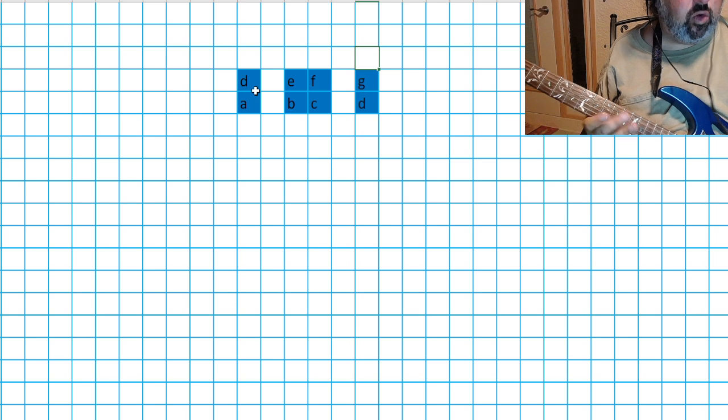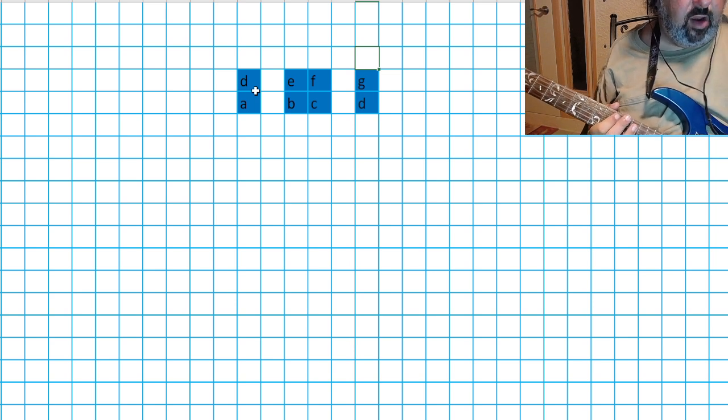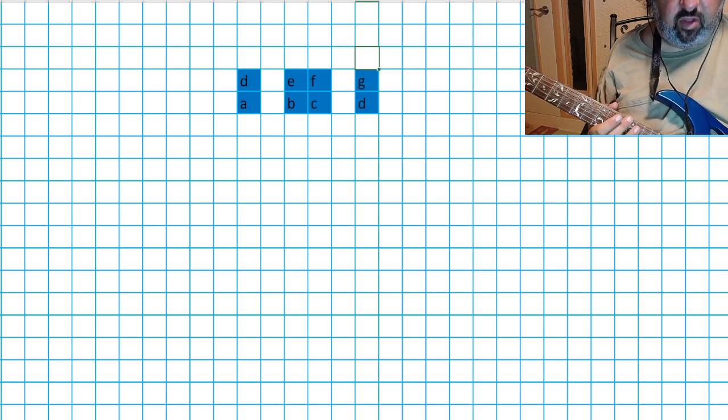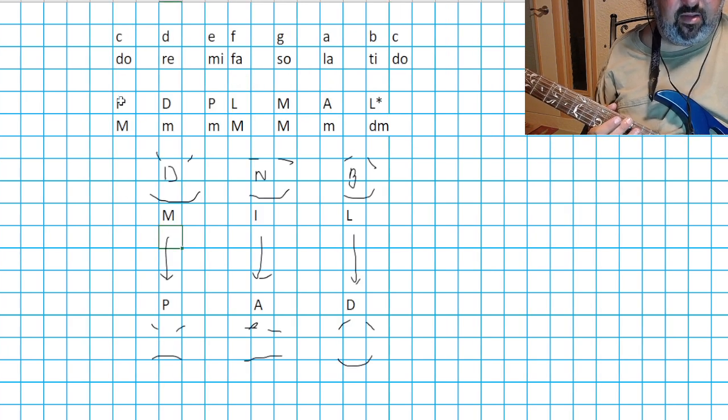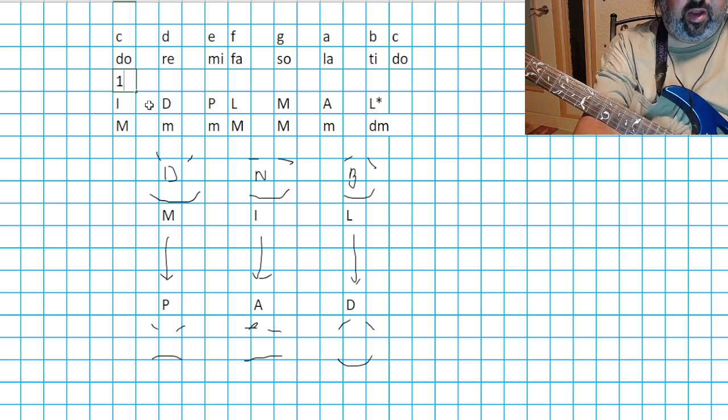How did I know that so quick? Because I know Dorian is 2. You'll learn this pretty quick if you do this first thing. Make one of these things and you put your Nashville numbers in one of these boxes.